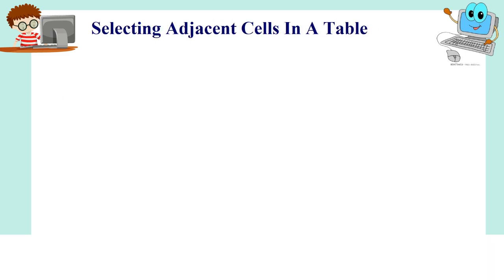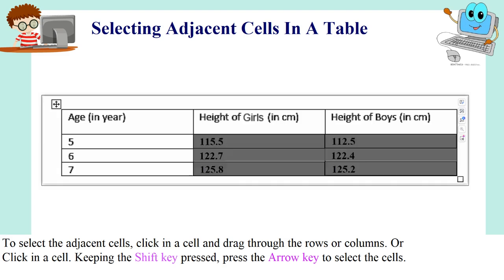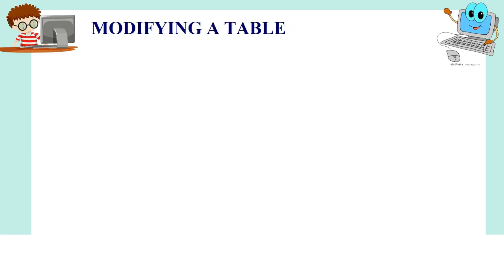Selecting adjacent cells in a table. To select the adjacent cells, click in a cell and drag through the rows or columns. Or click in a cell, keeping the Shift key pressed, press the arrow key to select the cells.